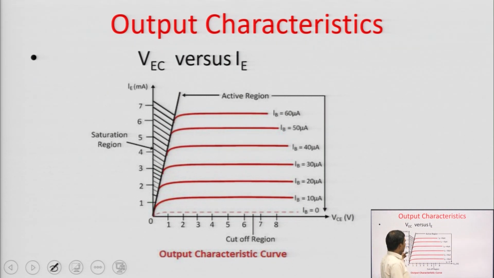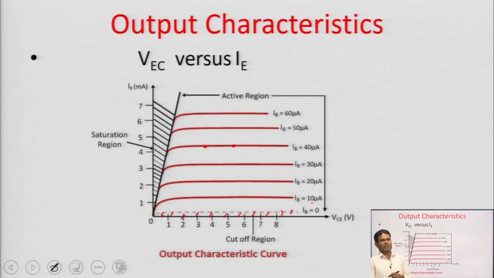Now, when we take the observation table at constant base current, we will have this graph. There are also 3 types of region. On the left side, this is the saturation region and this is the active region, and when IB is equal to 0, the region below it is called the cutoff region. We can easily calculate the output resistance also by taking 2 points here, giving the change in voltage and change in current.